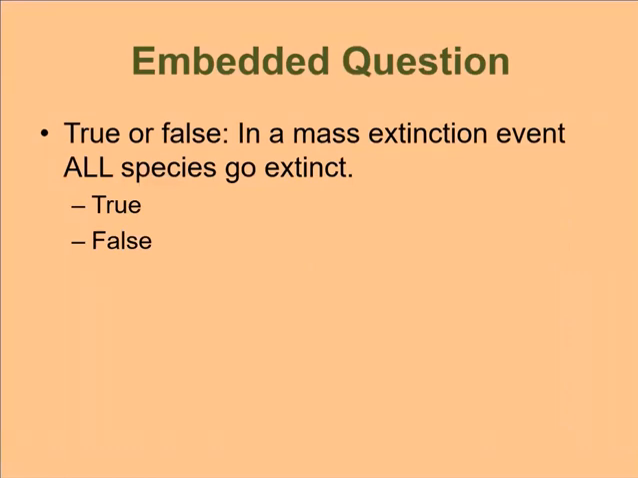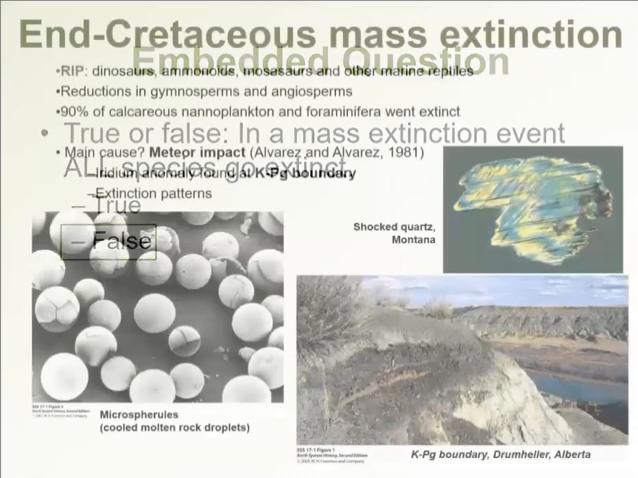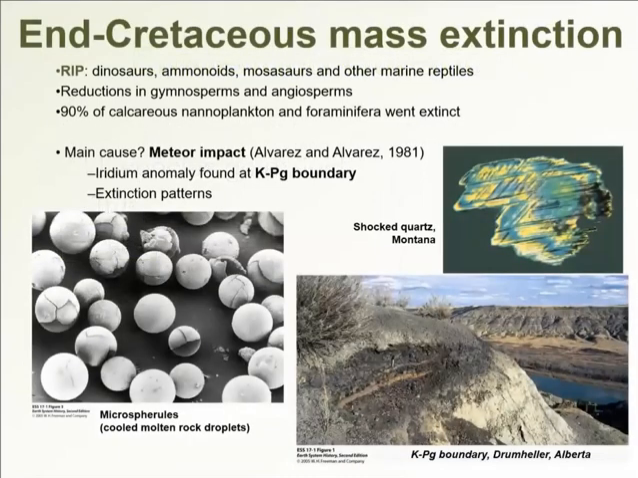True or false? In a mass extinction event, all species go extinct. So true? False? Very good. If everything went extinct, we wouldn't be here, right? If life was completely obliterated, the planet would just not keep going. So the end of the Cretaceous, we are seeing this mass extinction. So everything gone? No. Most things gone? Yes.